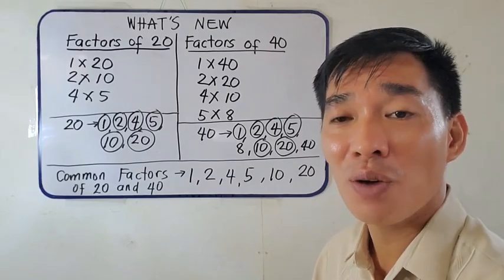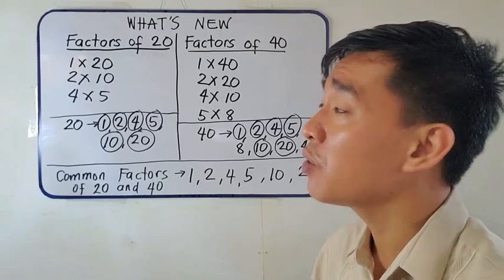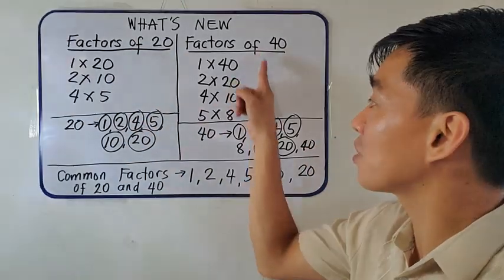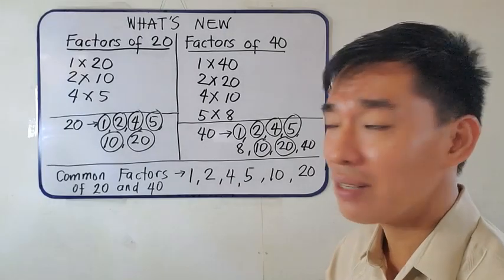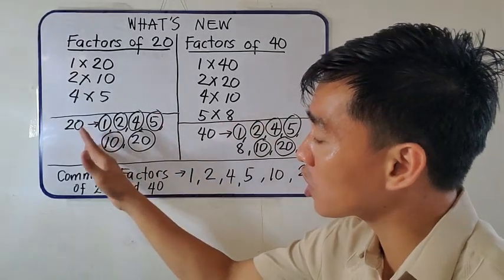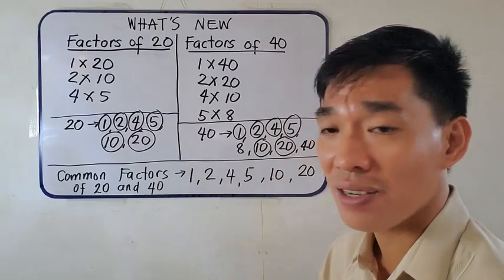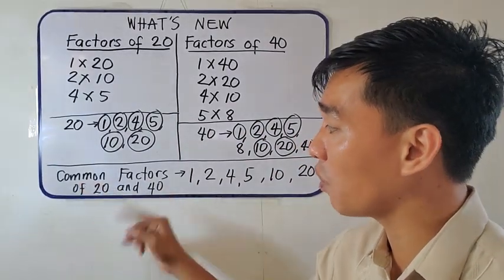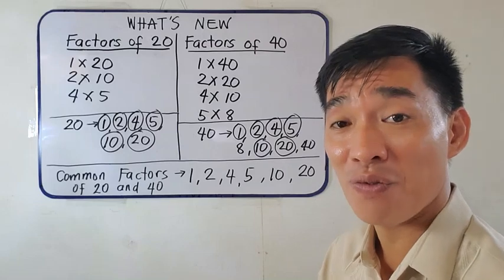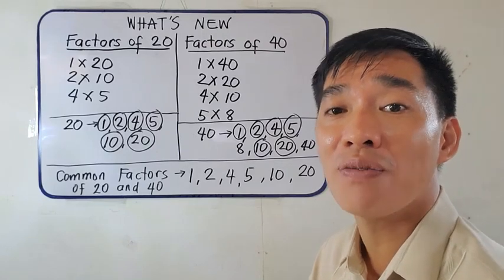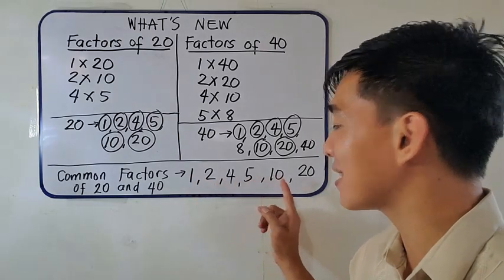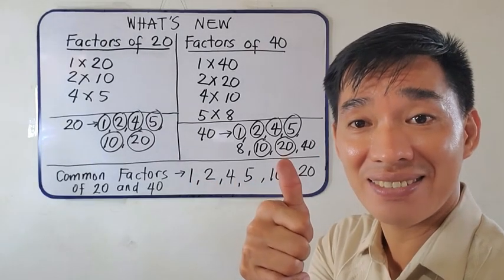To recap, of course, to get the common factors, we need to know first the factors of 20, next the factors of 40, then after that, check which among the factors are common to both numbers. And that's what we call common factors. Therefore, the common factors of 20 and 40 are 1, 2, 4, 5, 10, and 20. Get it?